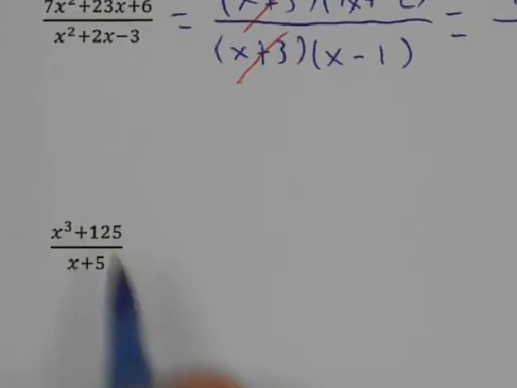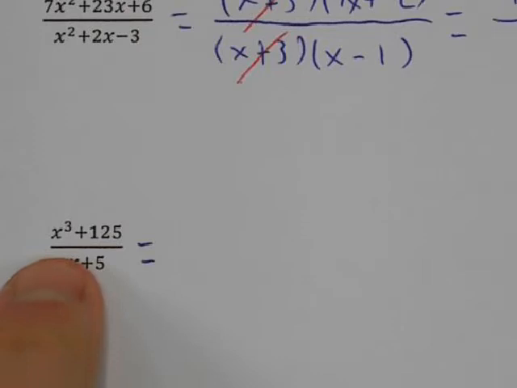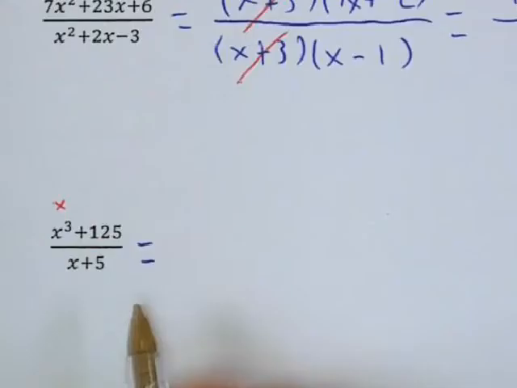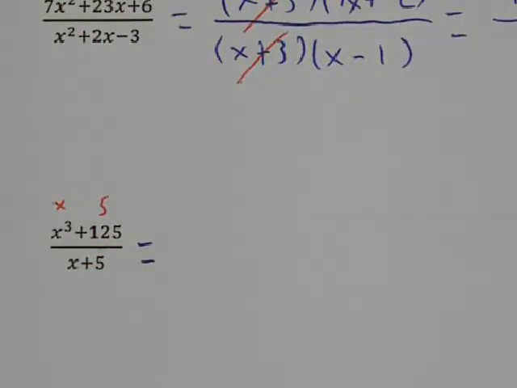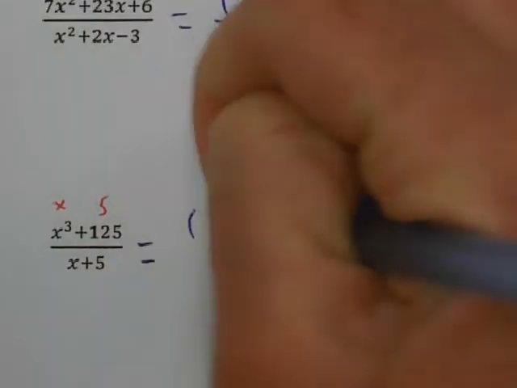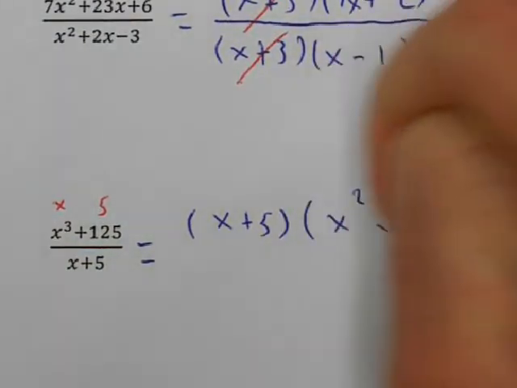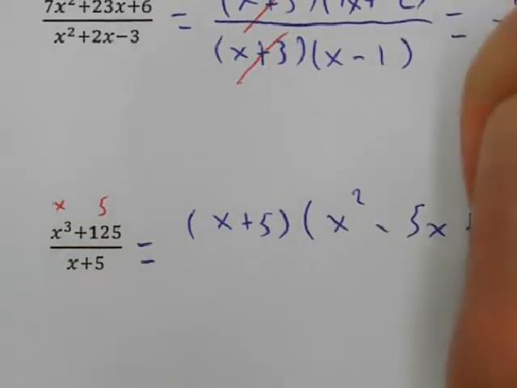Okay, here, x cubed plus 125 over x plus 5. So this is going to be a sum of cubes factoring problem. So here we just got to use the formula. And if we use the formula, keeping in mind that the cube root of the first part is x, the cube root of the second part is 5. So in my formula, wherever I have an a, I'm going to put an x. Wherever I have a b, I'm going to put a 5. This is going to factor to x plus 5, which we expected because that's all that's on the bottom. And then times x squared minus 5x plus 25.